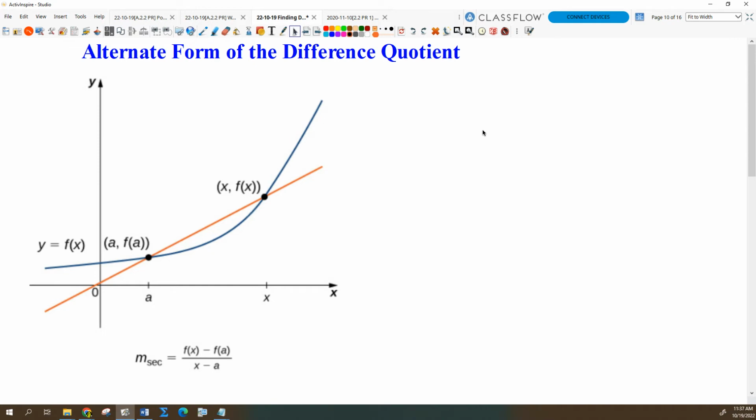Okay, so I want to show you one other thing. There is an alternate form of the difference quotient that we could use. We usually use f of x plus h minus f of x over h, but I don't have to. I could just as easily define this point as having coordinates a, f of a, and this point as having coordinates x, f of x, and then rise over run would just be f of x minus f of a divided by x minus a, if I did my rise over run slope triangle. Everybody see that?